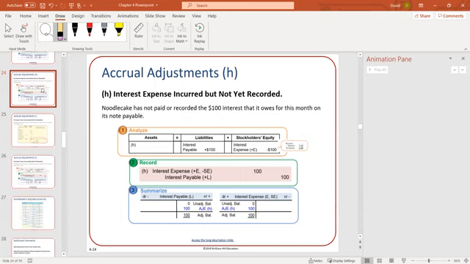Another one, interest expense. Again, another expense you've incurred but have not paid yet. So just like wages expense, you're going to have an expense account and a payable. Here's your adjusting entry, and then of course they post to your ledger again.